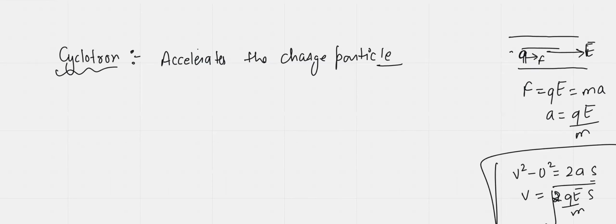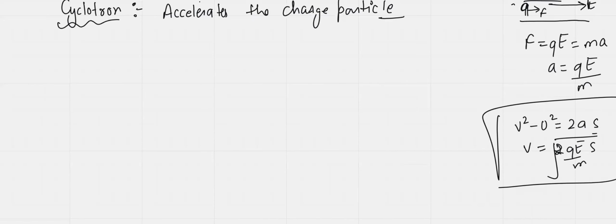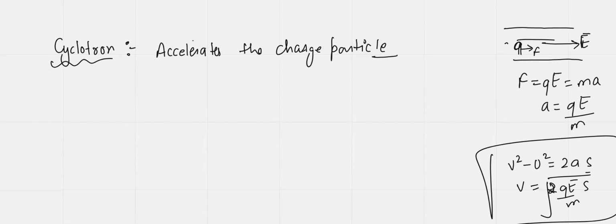So what the cyclotron actually does is, as I already wrote over here, it helps to accelerate the charged particle. It is basically used for heavier particles, especially for the heavy particles. How does it work?